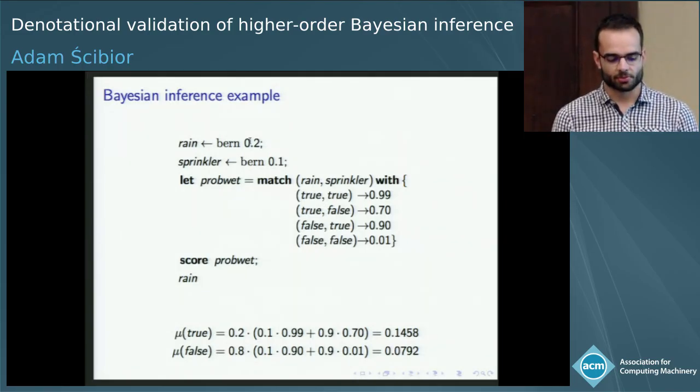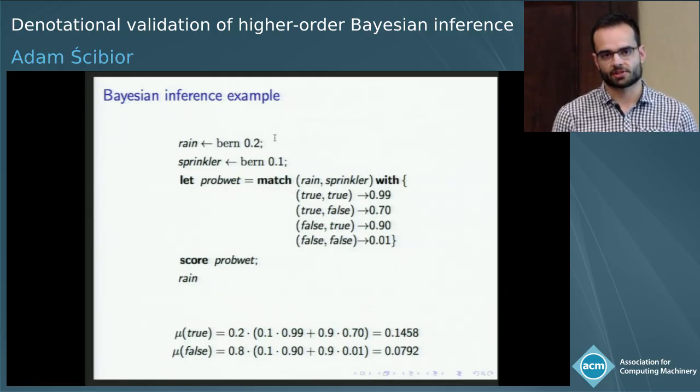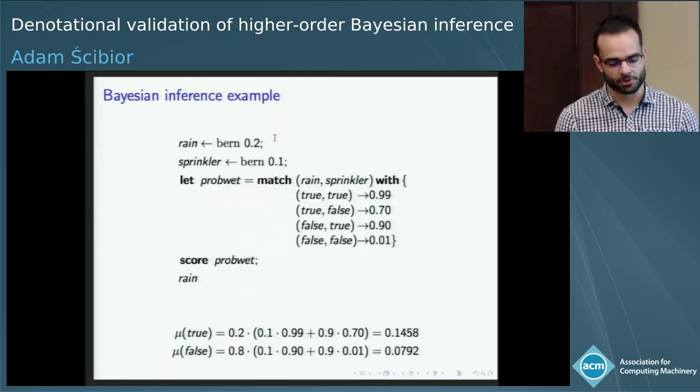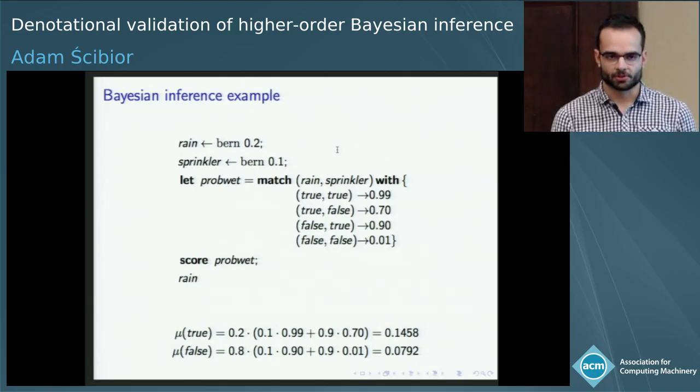So the way we construct the model is we specify some prior distribution over the fact that it rained, which in this case is Bernoulli 0.2. This means that it rains with probability 0.2, it doesn't rain with probability 0.8. Similarly, there's a prior for whether the sprinkler is on. And then we have a large lookup table that tells us the probability of the lawn being wet, conditionally on the rain being there or not, and the sprinkler being on or off. And then we score the program by the probability of the lawn being wet, which corresponds to the observation that the lawn is indeed wet, and then we output the value for the rain.